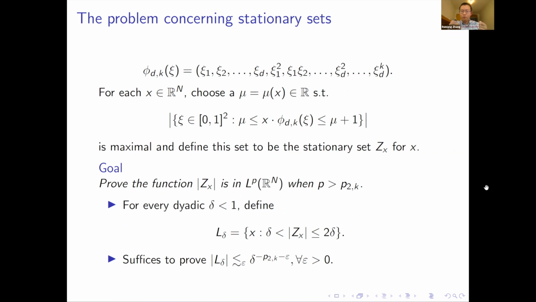And now we're focusing on, so what do I put on the last 3 lines? Just means we focus on the set of points such that we have a relatively large stationary set. We have a stationary set of size between delta and 2 delta. So whenever a point x has the stationary set size like delta, I put it into this L of delta. And I've thrown many points into this L of delta, which is a subspace of the large space. And now we ask, what's the measure of these points such that each point has a stationary set with size like delta?